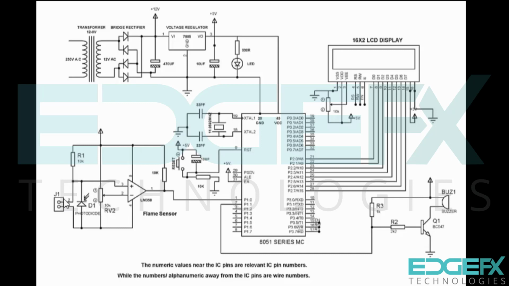When a flame is brought near the photodiode, it exhibits low resistance, so the voltage drop at this point will be low, less than this, so the output becomes low, and the output goes to the microcontroller. Based on the program, the LCD will display flame is sensed and the second pin will deliver high. This high goes to the transistor, and at that time the buzzer will sound.